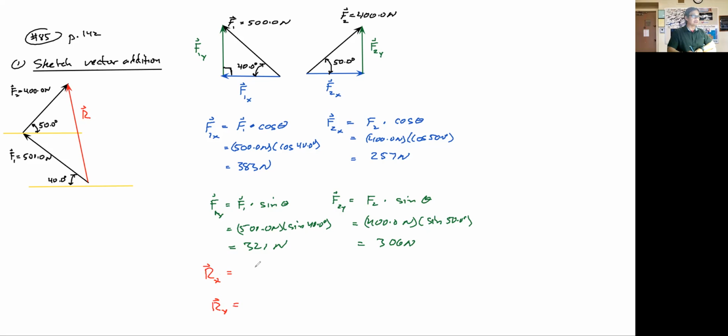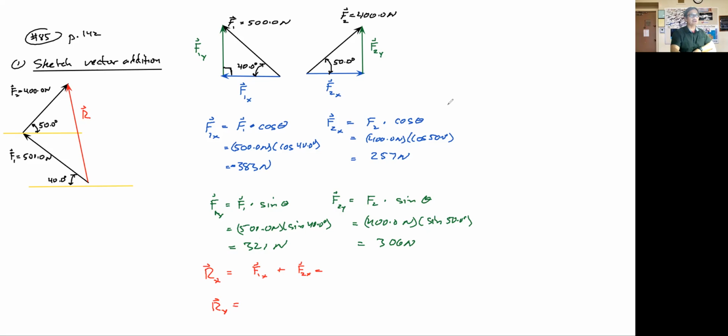This is going to be the x component of f1 plus the x component of f2. And again, the last thing we have to do before we add them together is make sure that we indicate direction. Okay, so if you take a look at this, this is going to be 383, but towards the left, so that's going to be negative. This is 257 towards the right, so that's going to be positive. This is 321 up, which is positive, and this is 306 up, and that's also positive.